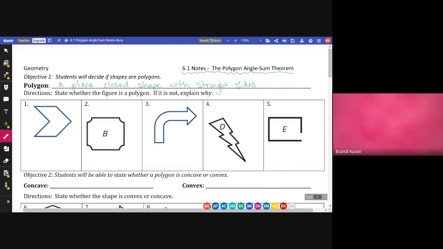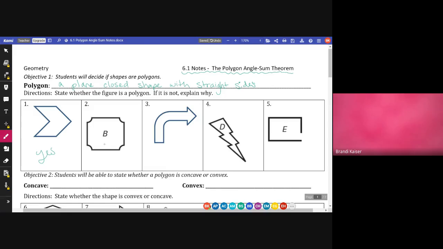So the first few problems that we have here, we're just stating whether the figure is a polygon or not to better understand the definition. Number one, if I take a look at this figure, it is two-dimensional, right? It is closed. I don't see any gaps in it. And it does have straight sides. Nothing is curved. So yes, this would be a polygon.